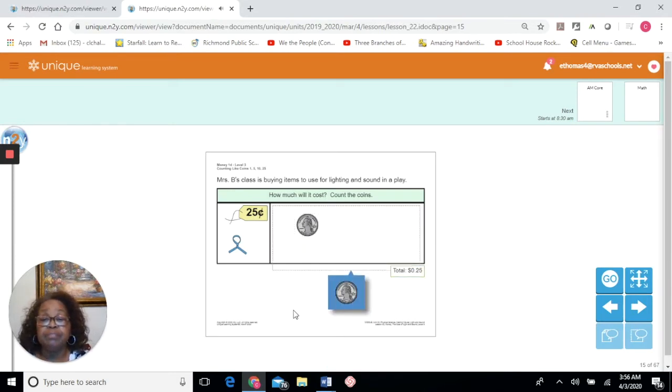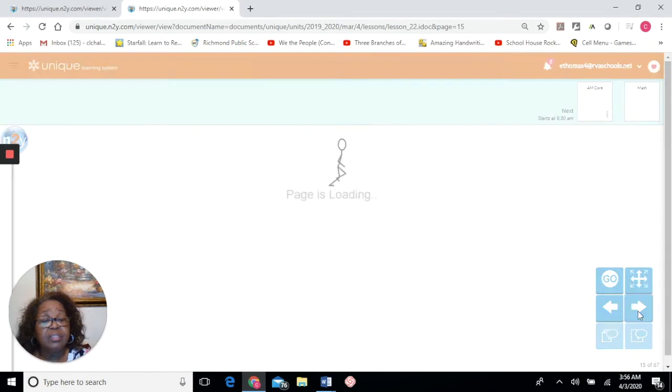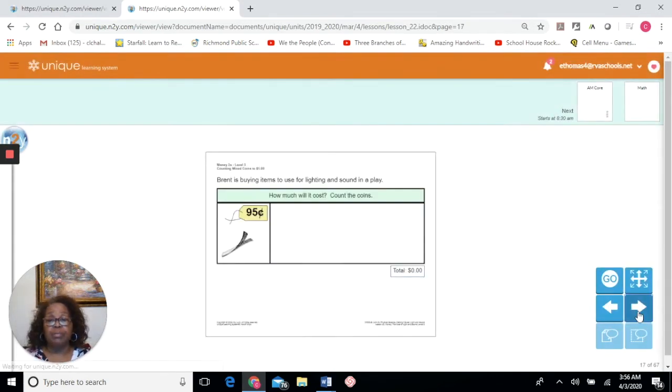25 cents. We don't need any more because another quarter would make the value higher. So we have solved our problem with one coin, 25 cents. Excellent. Let's see how well we can do with our next problem. This time we need 95 cents. Well, that's going to be a lot. Let's look at our chart and see what we can do.